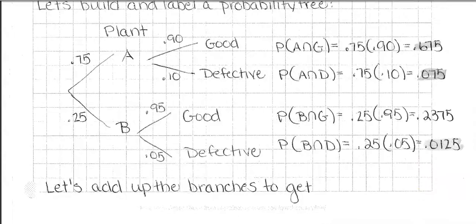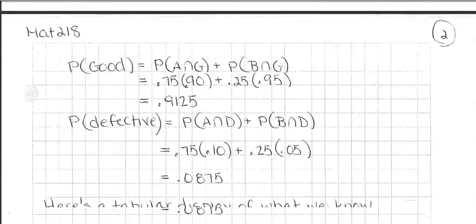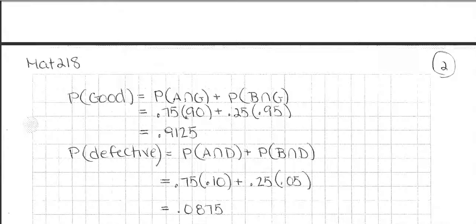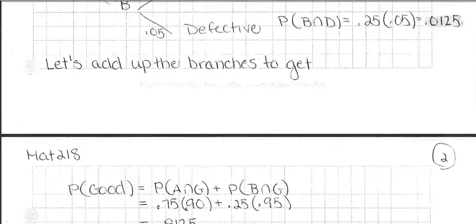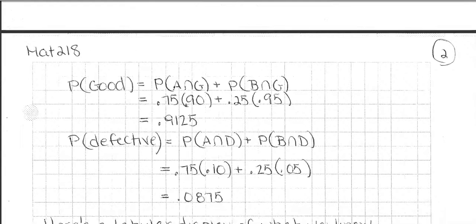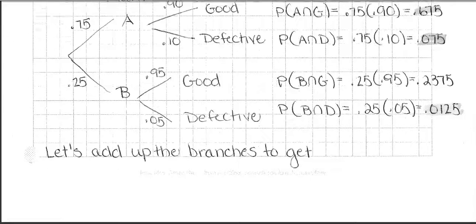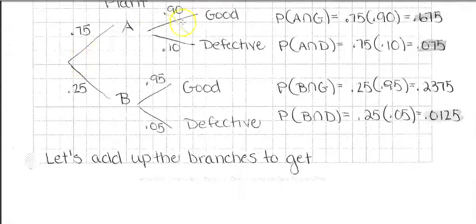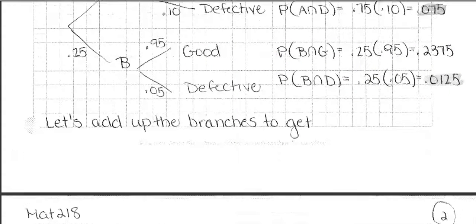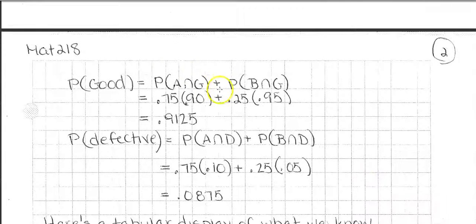Let's take a look. If you want to know the probability of finding a good transistor, you've got to consider all the ways to get a good transistor. That's either following this branch through plant A to good, which gives us 0.675, or following this branch through plant B to good, which gives us 0.2375. So if we want the probability that we have a good transistor in our hand, we're just going to add together those two branch probabilities.